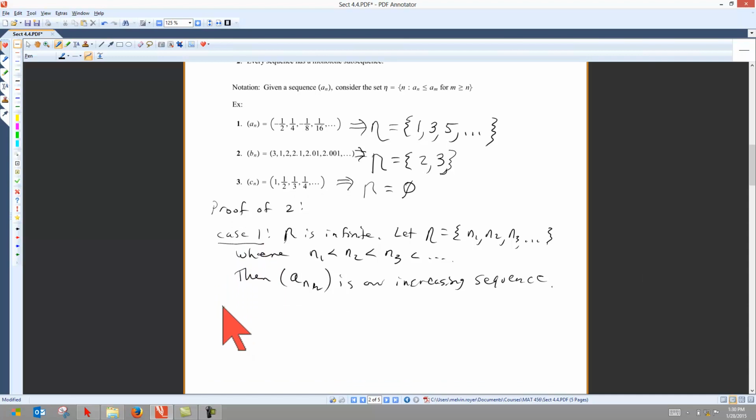Case 2. Case 1, eta is infinite. Case 2, eta is finite.